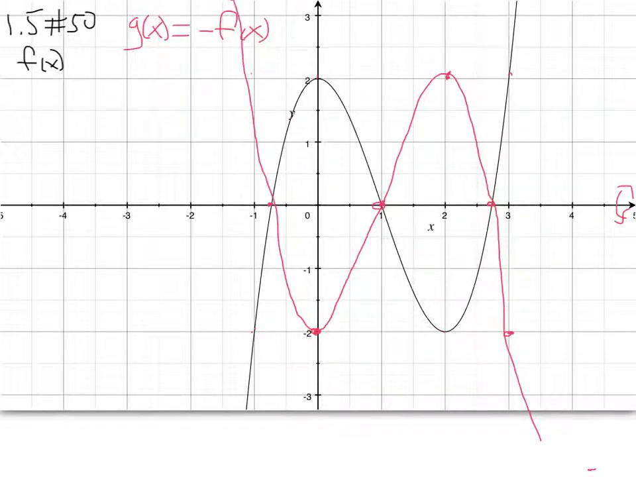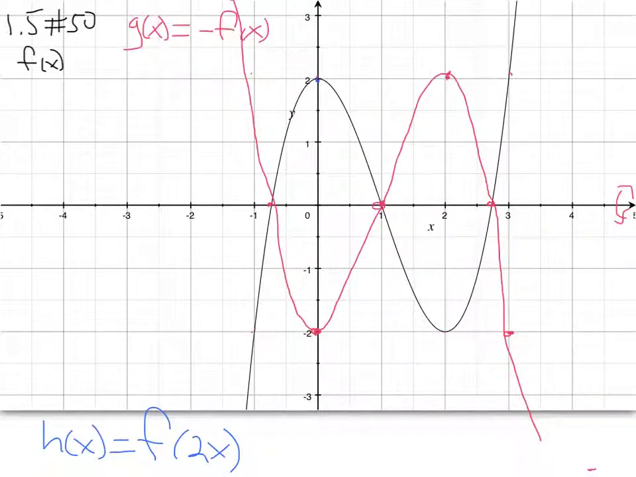Modulo my ability to actually draw straight lines, of course. Right. Now the other one says that h of x is equal to f of 2x, which means that things happen faster around the origin, around the x equals 0, which is the y-axis, right?